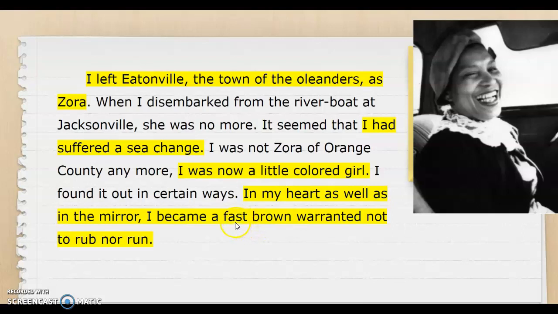And so she's showing how she went from just being Zora to now carrying with her everything that it means to be a little colored girl living in the South. So we've got this image of the sea change. We've got this imagery of a permanently dyed color. And both of those things help to express her understanding of what it means to be a Black woman in America.